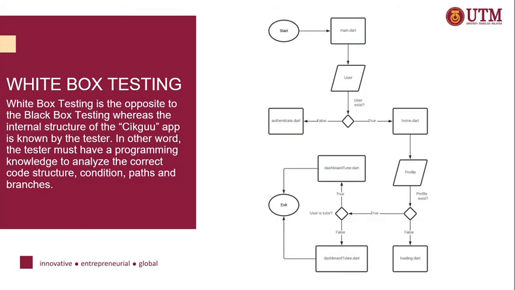The next testing is white box testing. White box testing is the opposite of black box testing, whereas the internal structure of the Cikguu app is known by the tester. In other words, the tester must have programming knowledge to analyze the correct code structure, condition, paths, and branches. So for this white box testing, we chose decision-based testing. So this is the flow navigation of the white box testing.